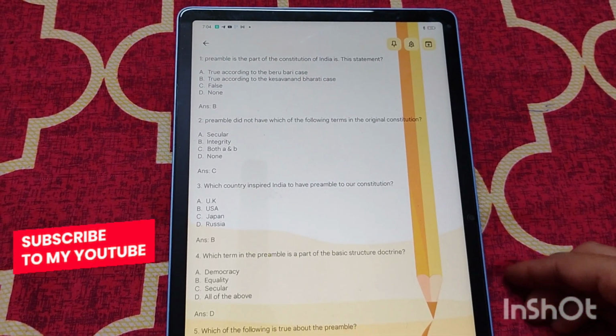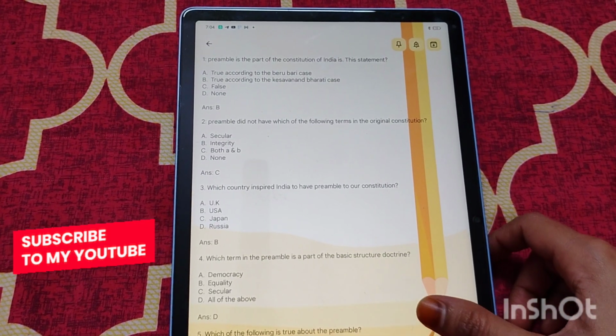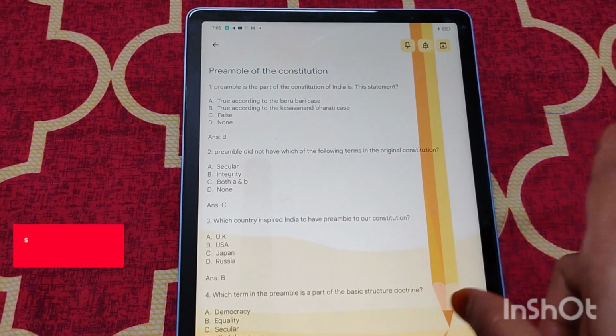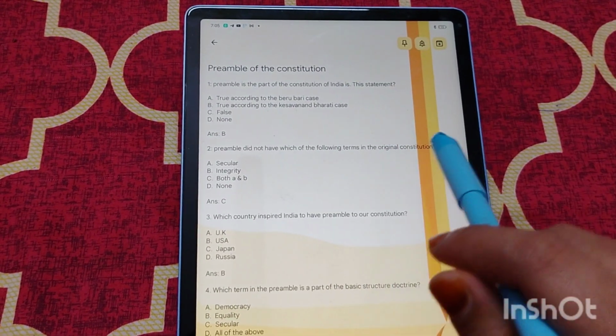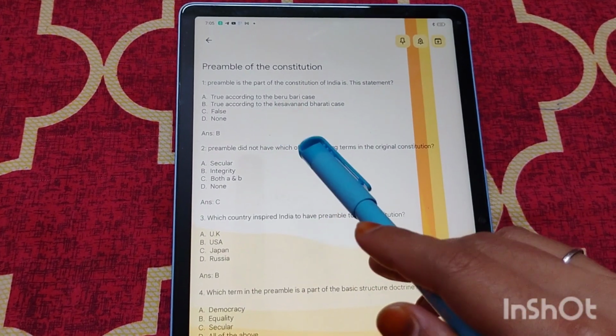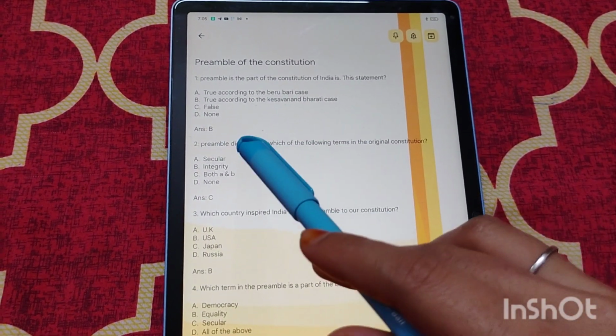Is the Preamble part of the Constitution of India? Option A: true according to the Berubari case. Option B: true according to the Kesavananda Bharati case. Option C: false. Option D: none. So the correct answer is option B. According to the Kesavananda Bharati case, the Preamble is part of the Constitution.